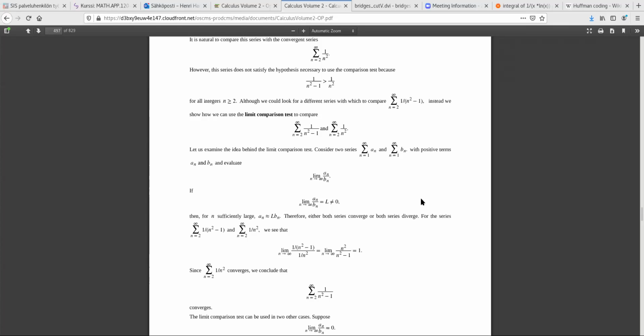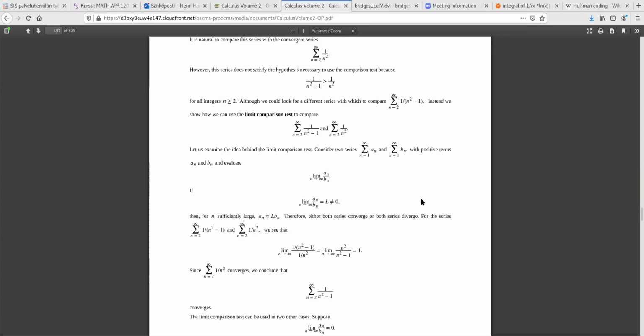If we look at the ratio of the terms in the first series, 1 over n squared minus 1, to the terms in the second series, 1 over n squared, we notice that their ratio goes towards 1 as n goes to infinity. And here we conclude that the series of 1 over n squared minus 1 also converges.